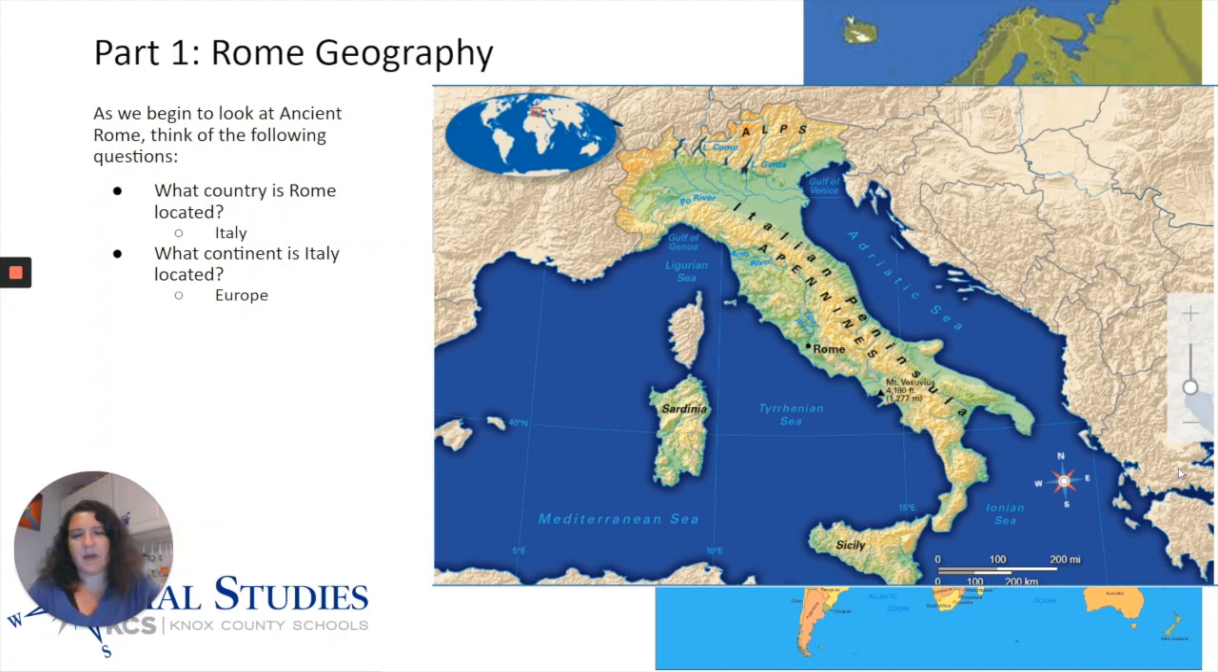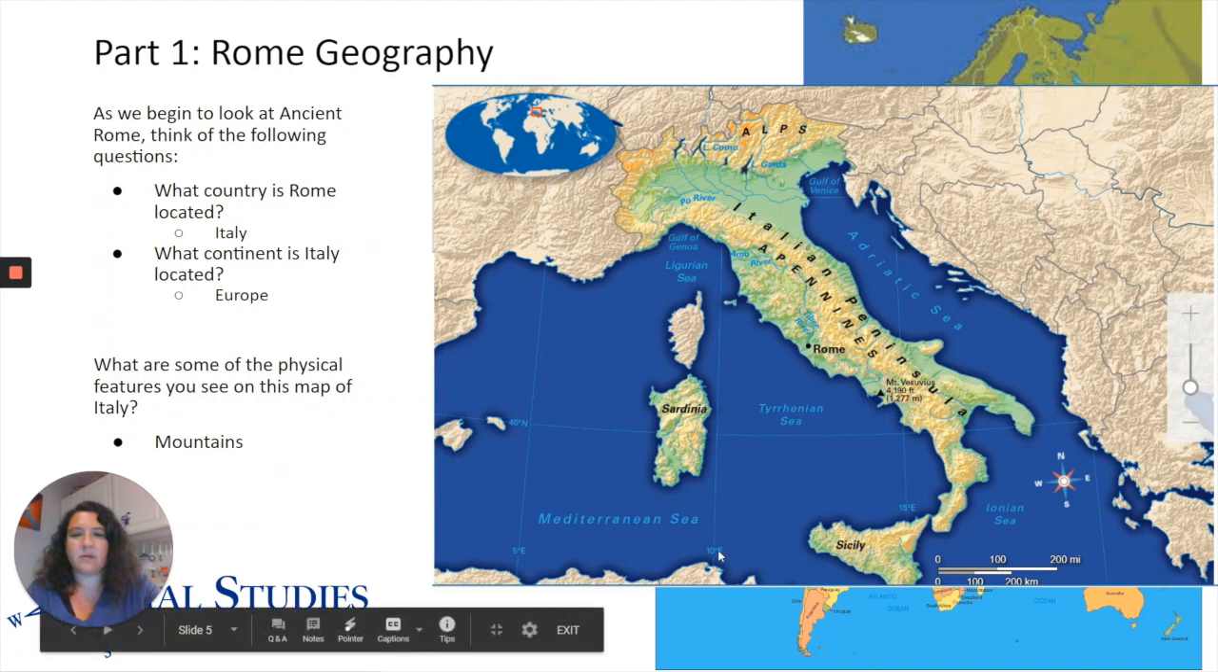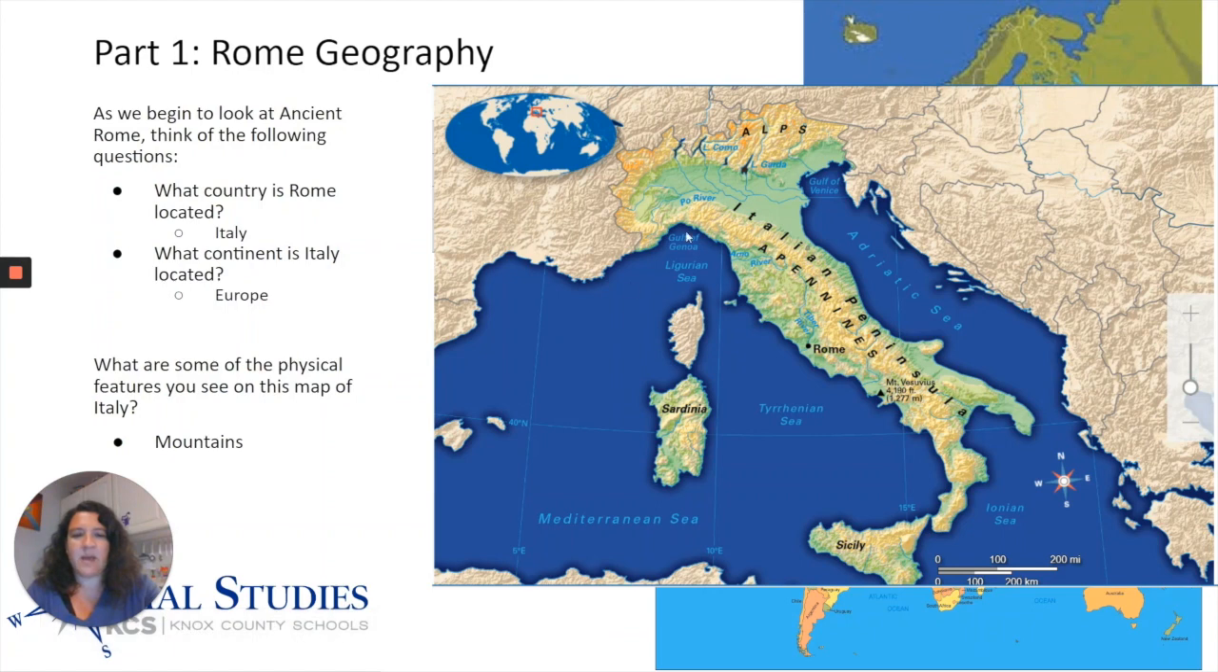Look at this map. This is a physical map of ancient Rome, or of ancient Italy. What are some physical features that you see on this map? Maybe you see mountains, middle of the map. Maybe you see some rivers indicated by the blue lines. Maybe you see some islands.